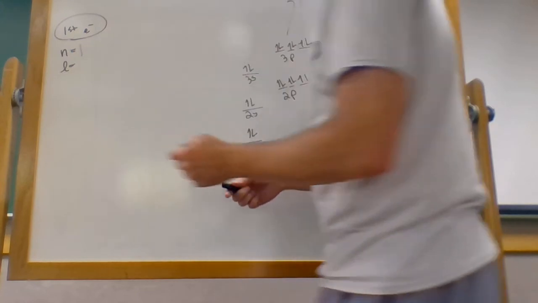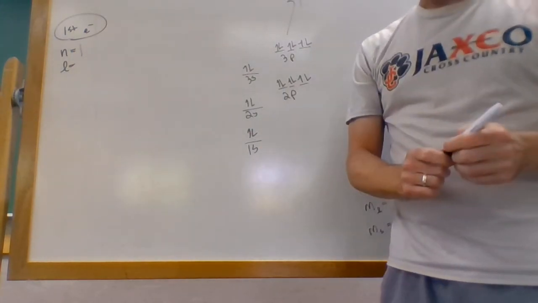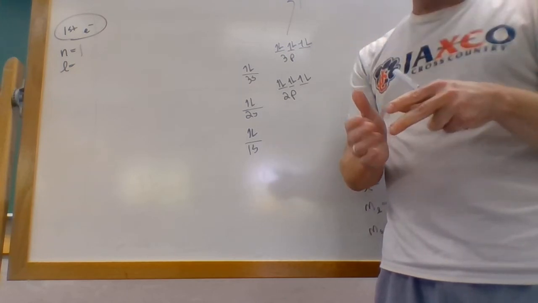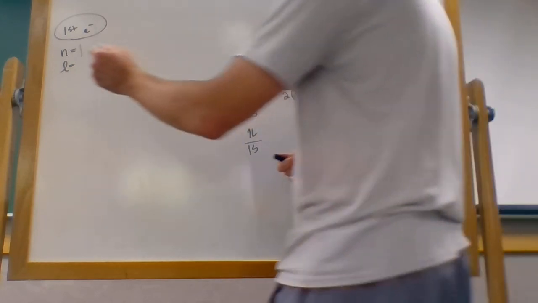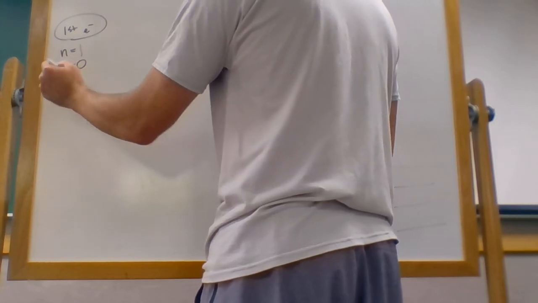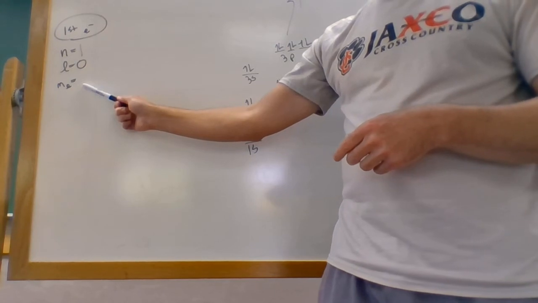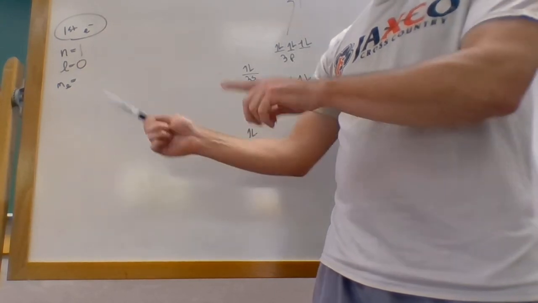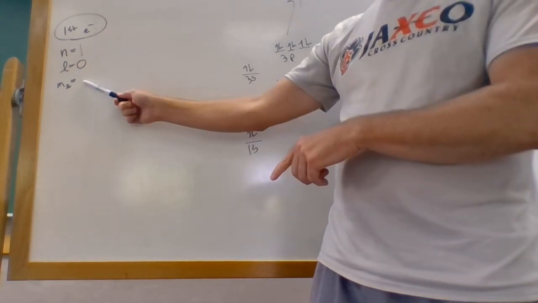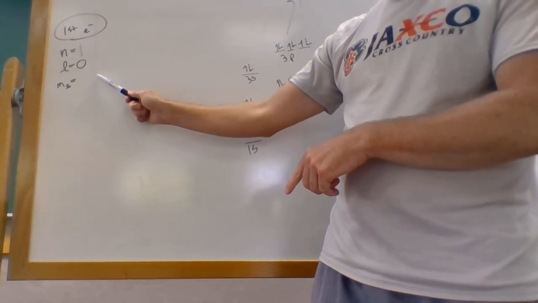L. Well, I put it in an s orbital, and a minute ago I said that if I'm in an s orbital, that's L equals 0. So L for the first electron is 0. m sub L. Well, the range of m sub L can be from the negative value of L to the positive value of L. So m sub L can go from negative 0 to positive 0, which means it's 0.